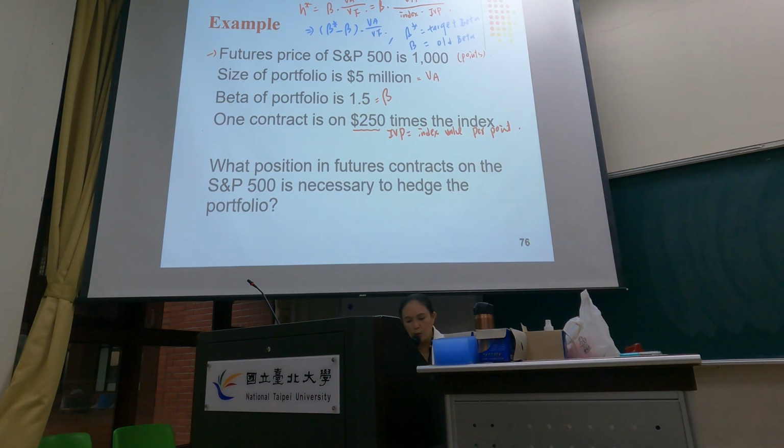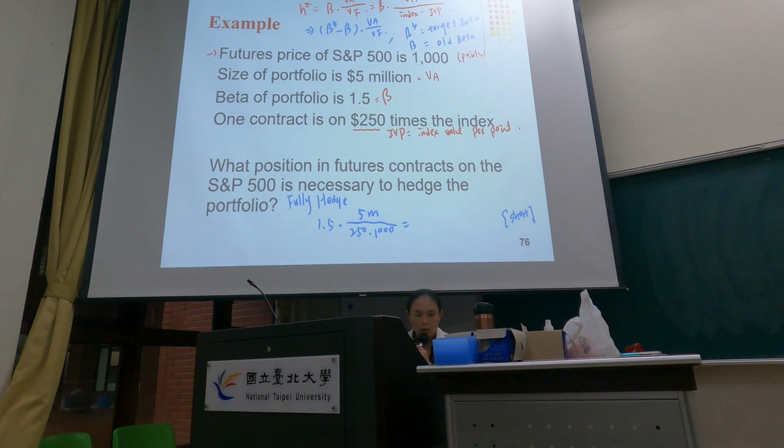What position in the futures contracts on SP 500 is necessary to hedge? Here the first answer is pretty straightforward if you want to fully hedge. So it equals 1.5 times 5 million over 250 times 1,000, right? Agree? Right? And then the answer: you should short.